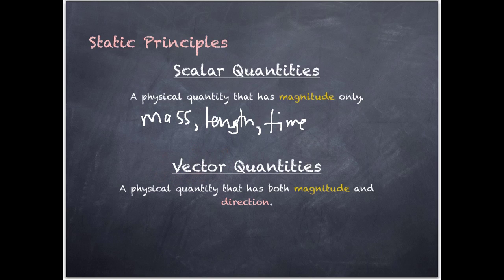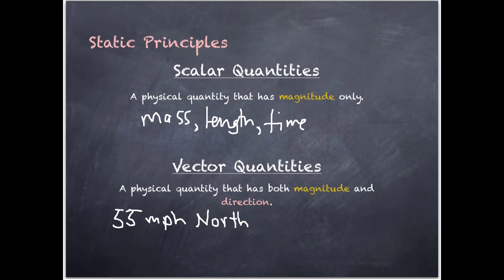Vector quantities. A physical quantity that has both magnitude and direction. So a vector is the same thing that a scalar is, but it includes a direction as well. For example, Jimmy is going 55 miles per hour. So far that's a scalar. But then I say north. Now it's a vector.